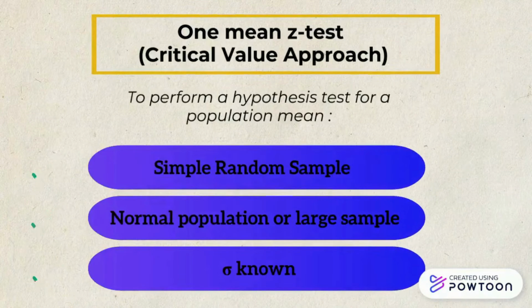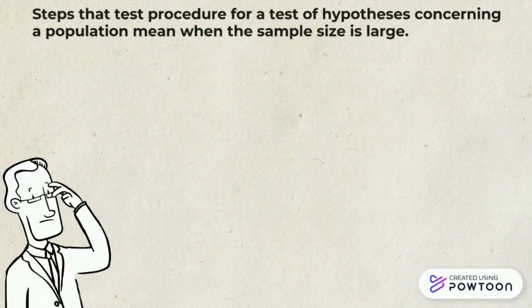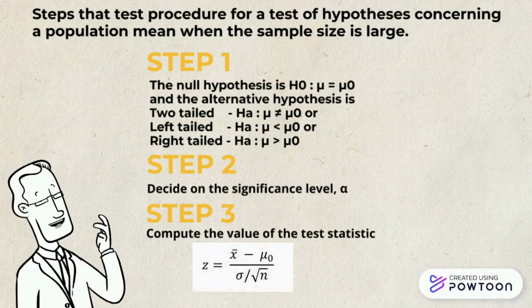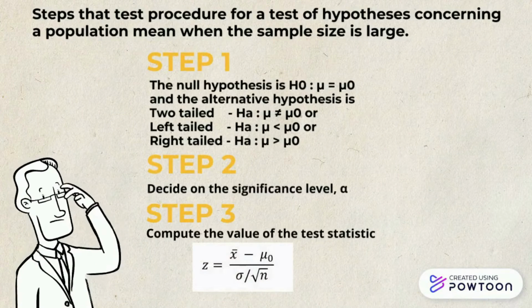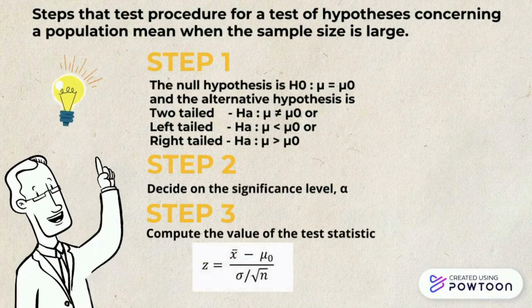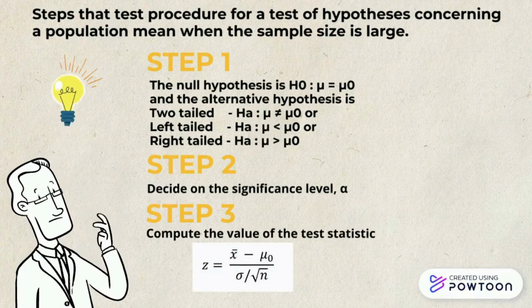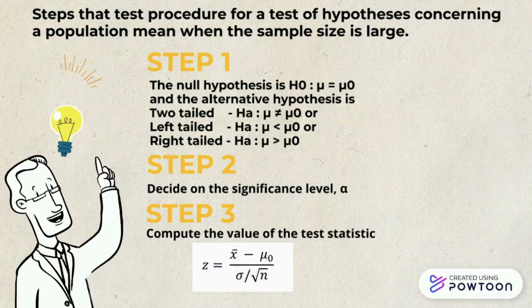To perform a hypothesis test for a population mean, we have to make sure that it's a simple random sample, normal population or large sample, and standard deviation is known. Furthermore, the test procedure for a test of hypothesis concerning a population mean when the sample size is large. Step 1. If the null hypothesis is mean equals the hypothesized mean, we need to decide the alternative hypothesis whether it's two-tailed, left-tailed, or right-tailed. Step 2. Decide on the significance level, that is alpha.